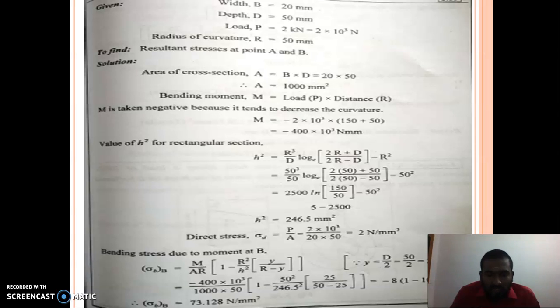So y, we are taking at the extreme distance. B lies in the inside part of the section. So it's minus 25. Instead of y we are substituting that in the numerator minus, taken outside the bracket, and the denominator part minus 25. Upon calculating that, we get the bending stress at the point B due to the moment as 73.128 Newton per mm square.